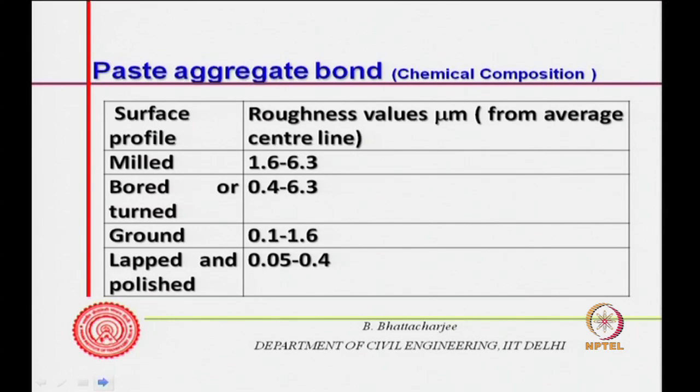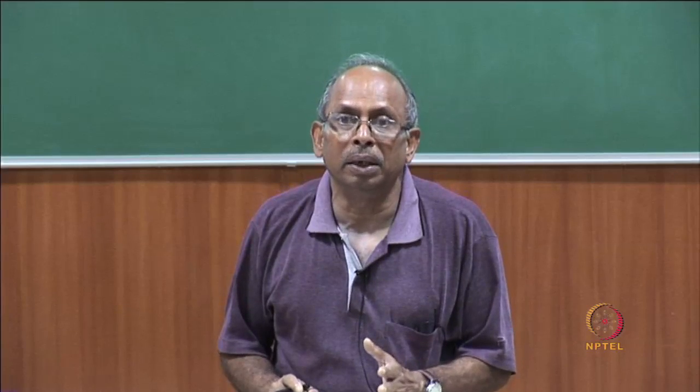So, roughness values are in microns from the central line. These are in the range of 1.6 to 6.3 for bored or turned material, or milled material. Lapped or polished material has the least, and ground material is ground. These are the roughness values for the surface profile from the average central line, but aggregate may have still larger values.